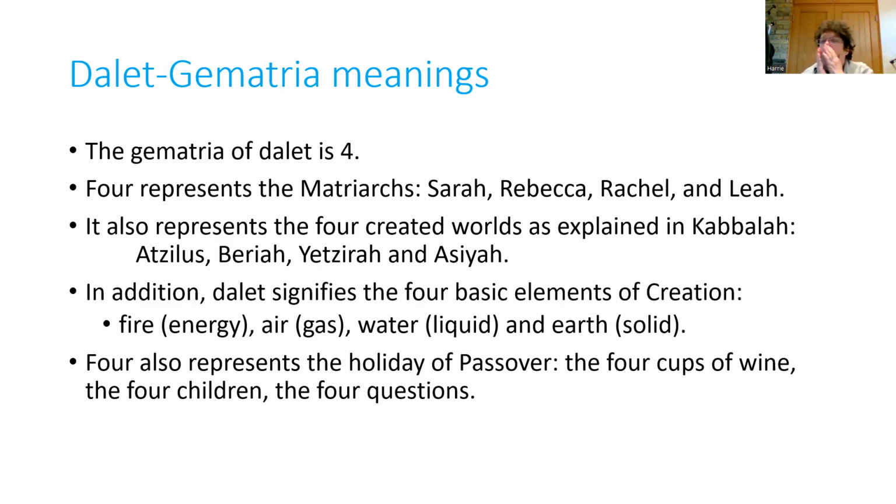It also has linked to it the 4 basic elements of creation: fire, air, water, and earth as solid. Some texts only have 3. They don't put earth in. They have earth as this liquidy substance. But a lot of them have 4, so fire, air, water, and earth. And 4 also represents the holiday of Pesach, Passover, because we have the 4 cups of wine. There are 4 children in the story that ask the questions, and there are 4 questions that they ask. So 4 has lots of links to stories as well, and to people and to worlds.